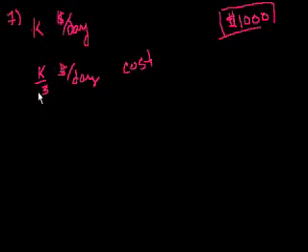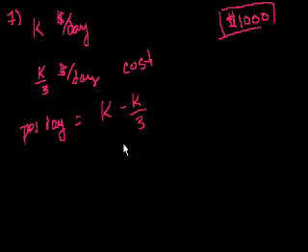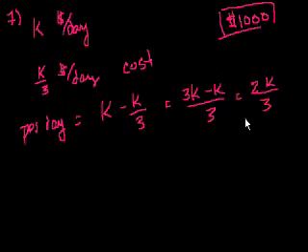Well, he makes K, and he has to give out K over 3. So per day, he makes K minus K over 3. We could write this as 3K over 3 minus K over 3, right? K is the same thing as 3K over 3. So this is equal to 2K over 3. That's how much he makes per day.